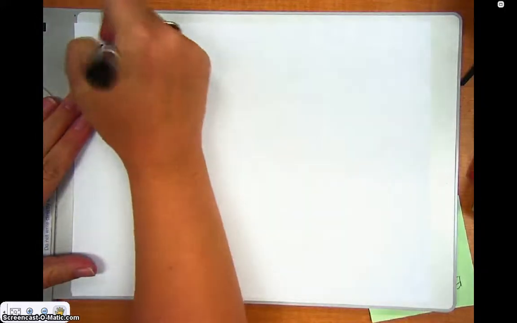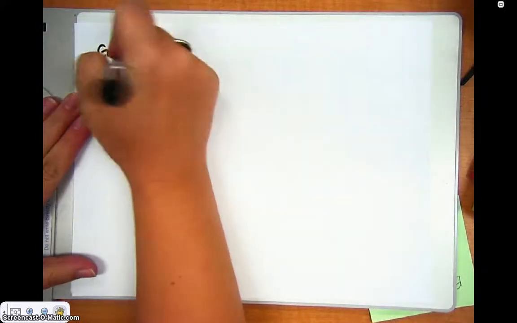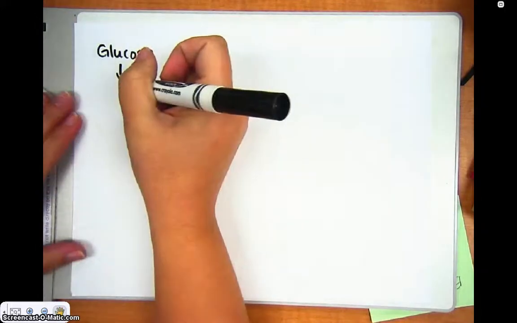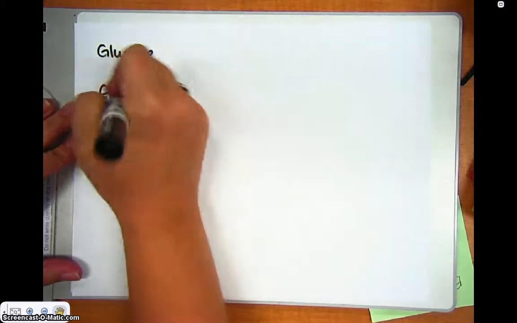So in this video, I'm going to go over the whiteboard drawing that I did in class. So everything starts with the compound glucose, and glucose undergoes a process called glycolysis.